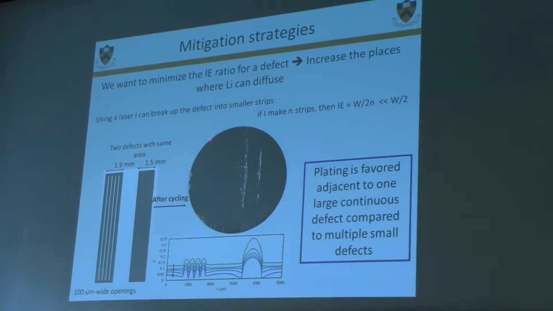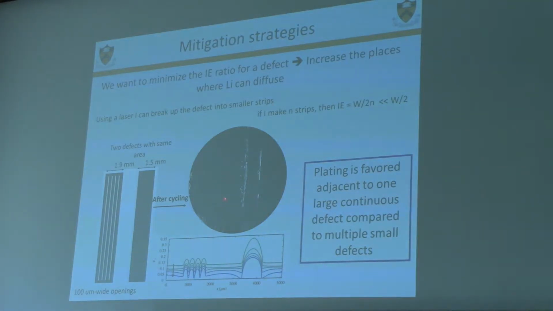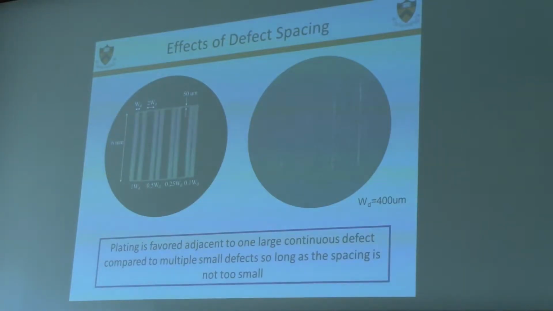And then I can do my plating experiment, and even though I have the same amount of area that's blocked by my defect, I no longer get plating, okay? Because what I've done is I've given it a chance to get out. And you can see that here in the plots of the potential. If I have a large defect, my potential drops down really low, okay? But if I have a bunch of these lines, my lithium can diffuse around, my potential doesn't drop nearly as much. So if we can break up these defects, we can actually get rid of them.